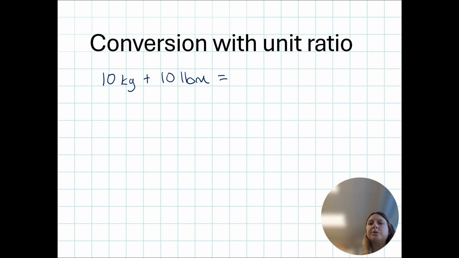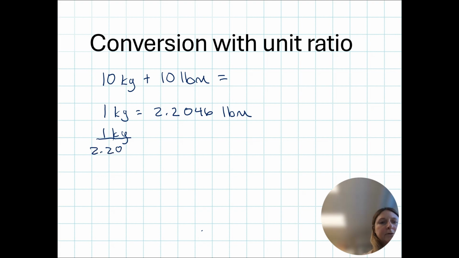So for example, the unit ratio between pounds of mass and kilogram is that 1 kilogram is equal to 2.2046 pounds of mass. So I can rewrite this equation in terms of a ratio of 1 kilogram divided by 2.2046 pounds of mass is equal to 1. So that this ratio has a value of 1, and I can therefore put this anywhere into any of my equations, and it's the same thing as multiplying by 1.